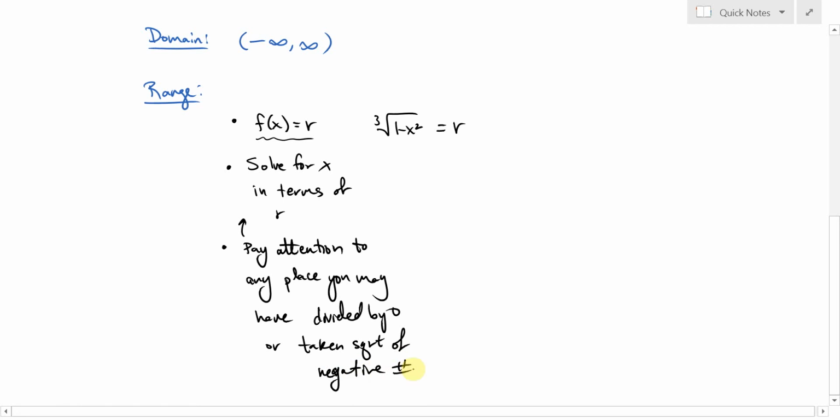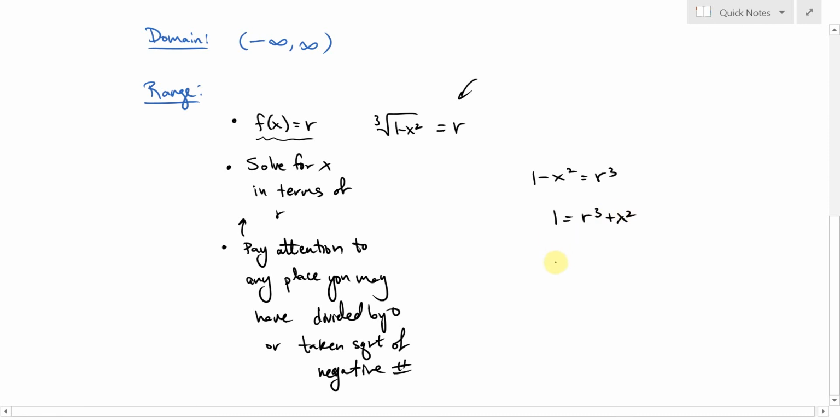Number. So what exactly do I mean? Well, let's just jump right in. Let's actually solve this equation for r. So we cube both sides, we get 1 minus x squared equals r cubed. We didn't do anything wrong there. You can cube any number, so we haven't made any potential algebra mistakes. We can add x squared to both sides. 1 equals r cubed plus x squared.